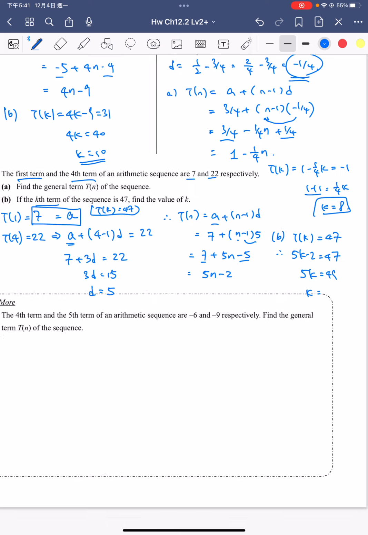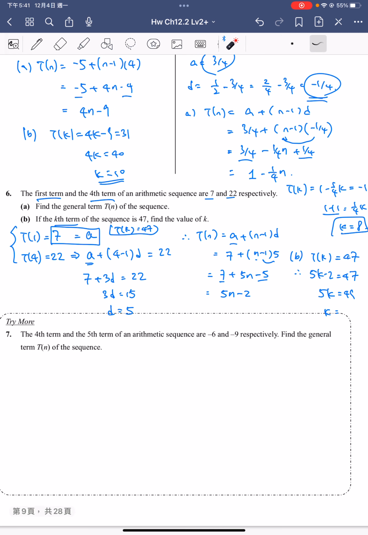Is there a problem here? So try to figure it out. Again, we have the first term is equal to 7. So 7 is equal to a, that's correct. And now we have the fourth term is equal to 22. So we have a plus 4 minus 1 d is equal to 22. We substitute 7 equal to a, and we have 3d is equal to 22. So we have d is equal to 5, which is all correct.